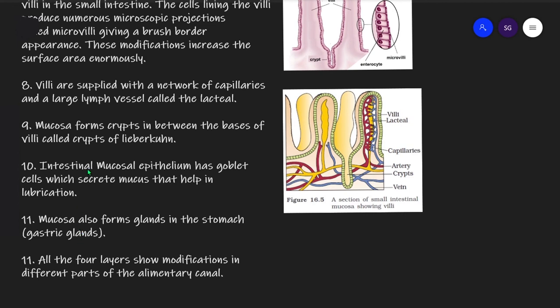And as I have told you, there are differences in the 4 layers of the gut. In the gastric region there are some differences, in the intestinal region there are some differences. So we can say that all the 4 layers show modifications in different parts of the alimentary canal. So this was the structure of the alimentary canal.